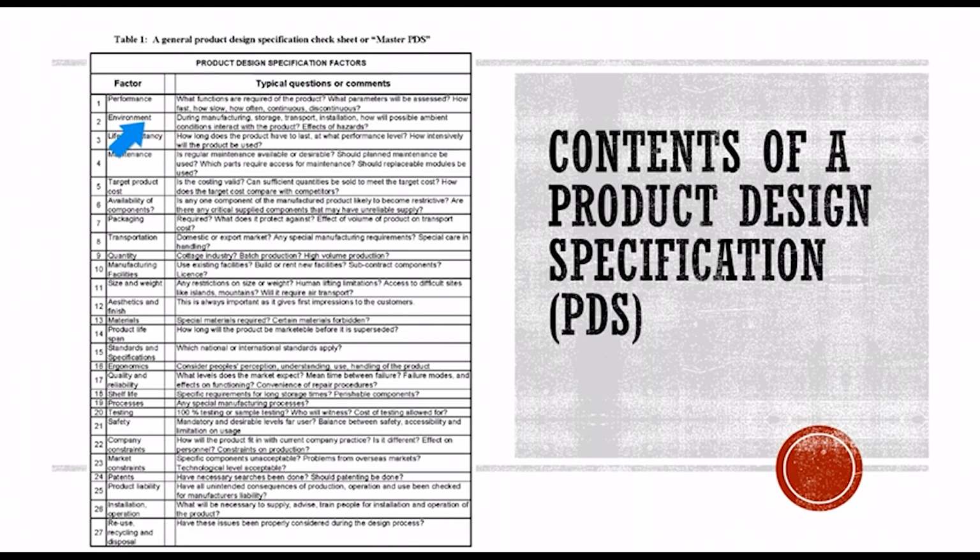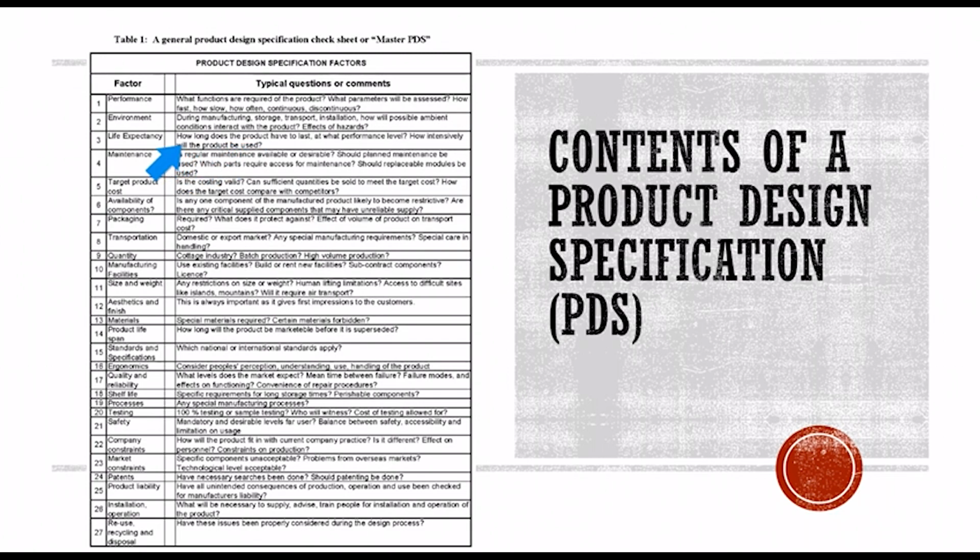And let's say we look into the third factor, life expectancy. In order to know the detail about the life expectancy of a product, we can try to answer the questions: how long does the product have to last, at what performance level, and how intensively will the product be used? So we can determine the life expectancy for that product by answering these questions.